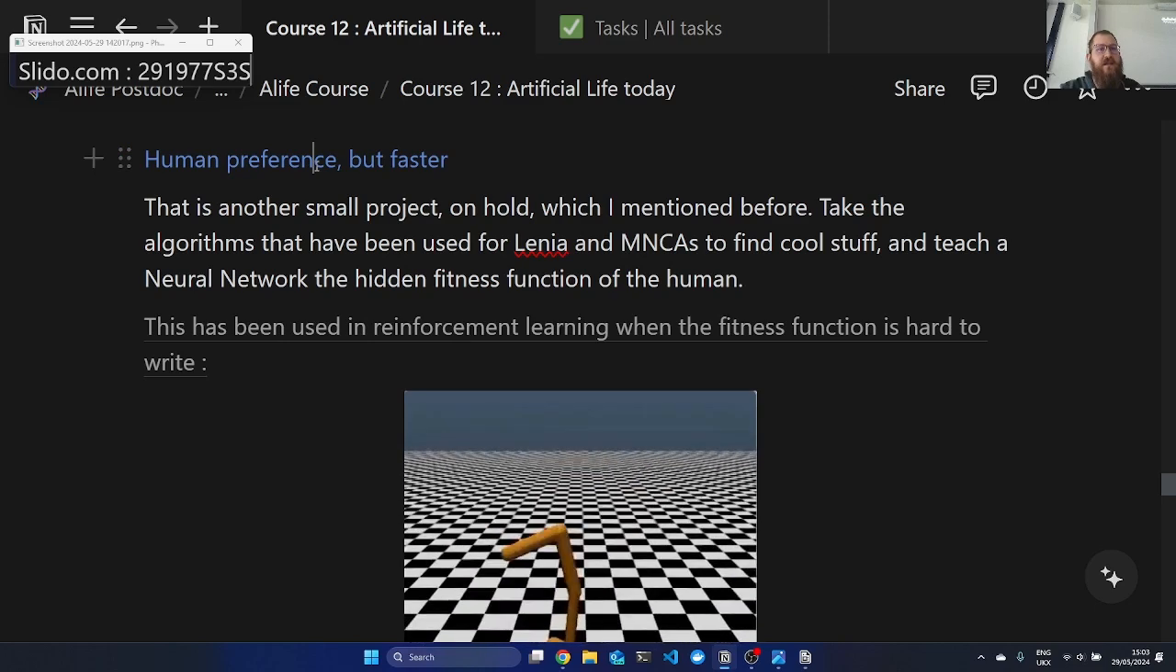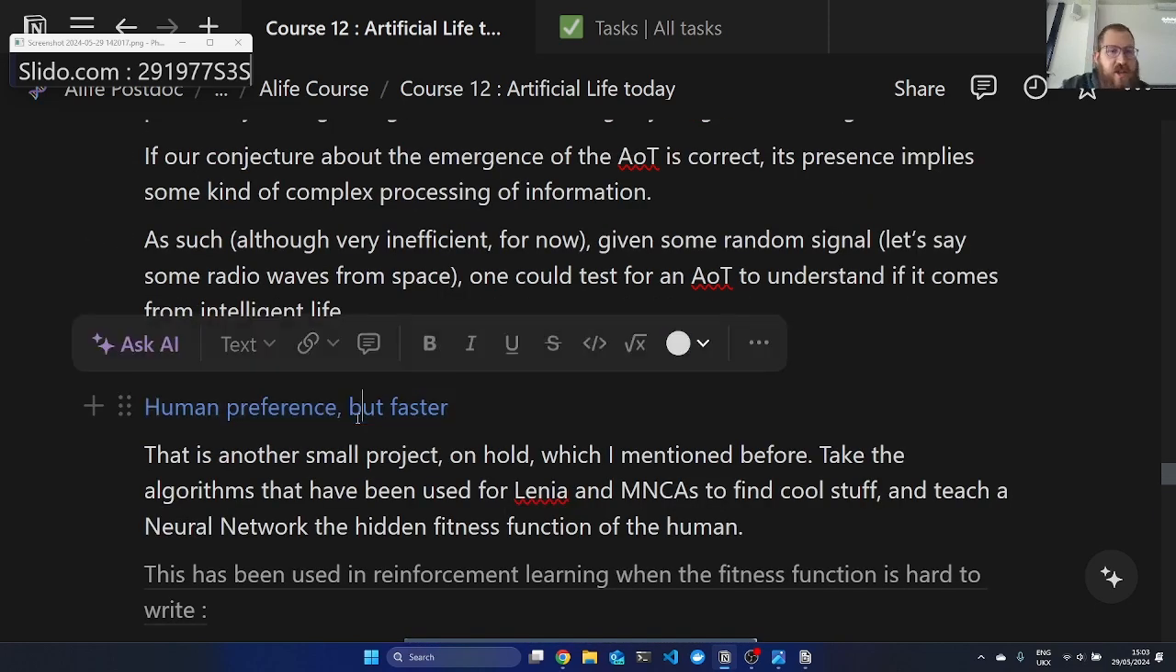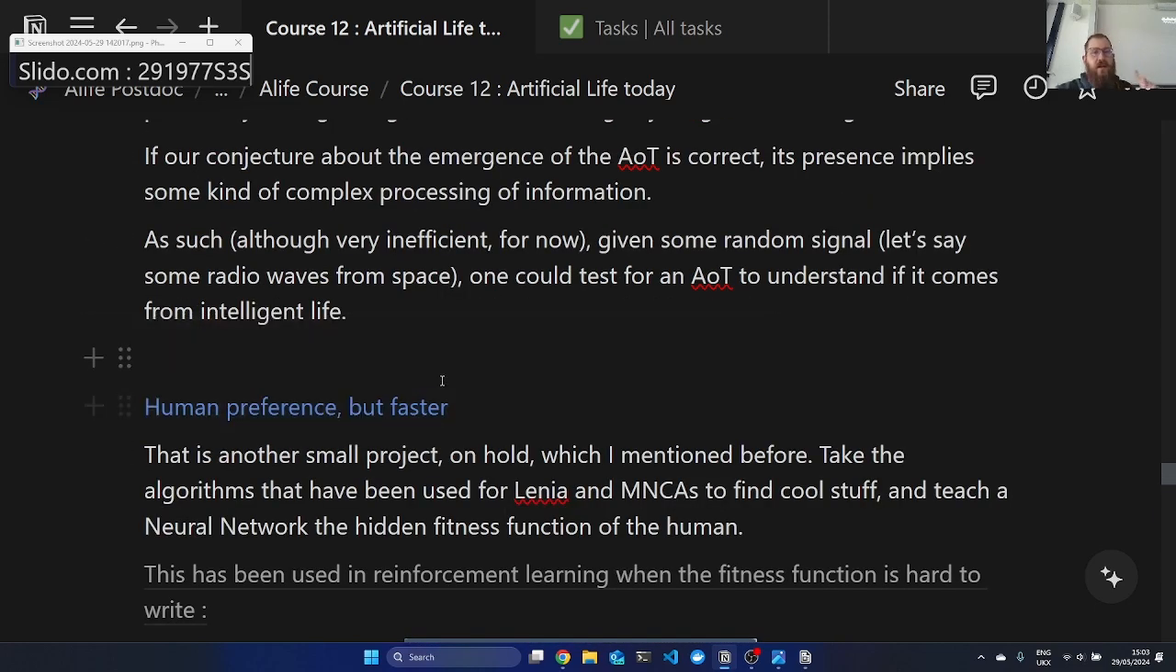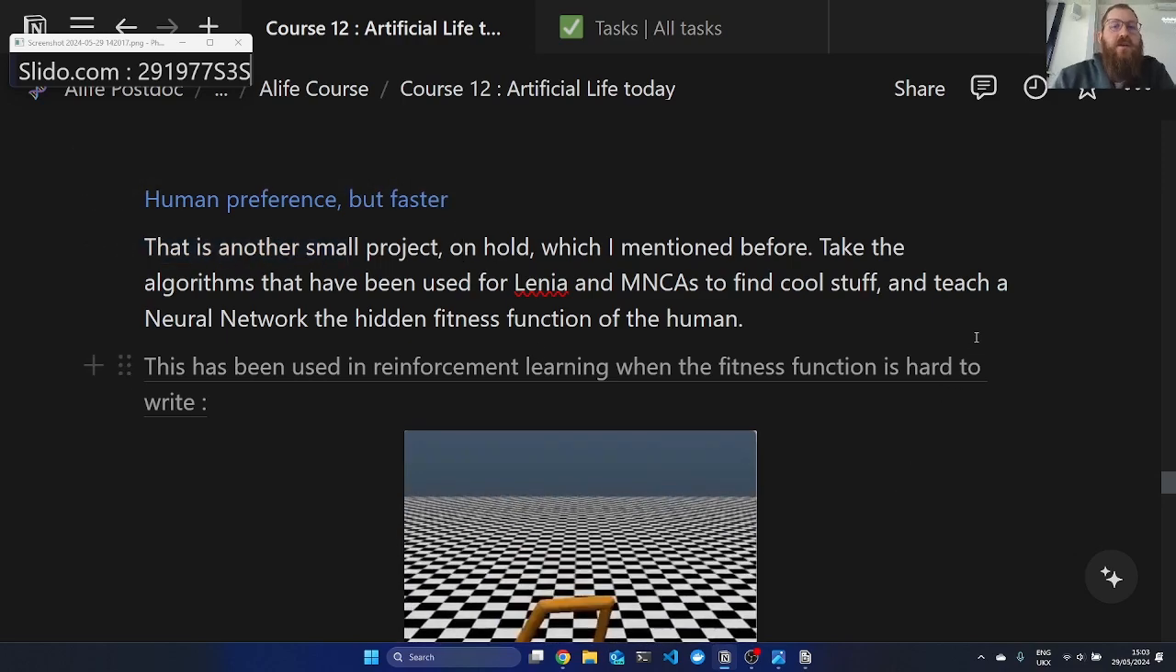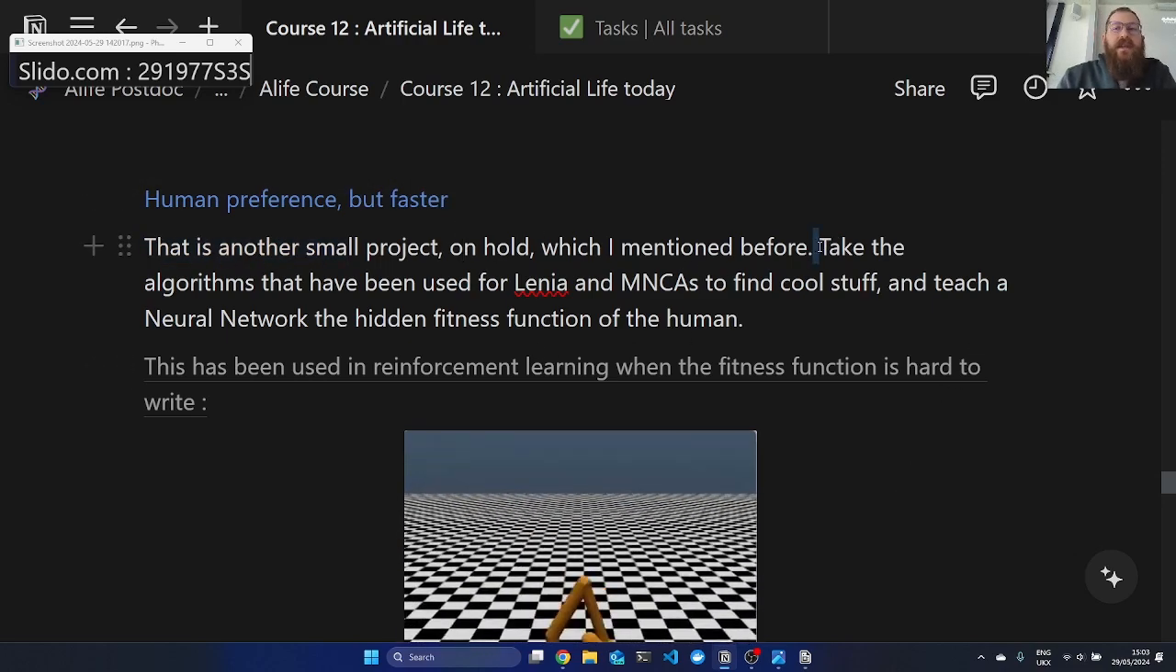So a few last things. One other direction which I want to try, I already said this during the NCA, I think, or the Lenia, but it's human preference, but faster. So the idea is very simple.